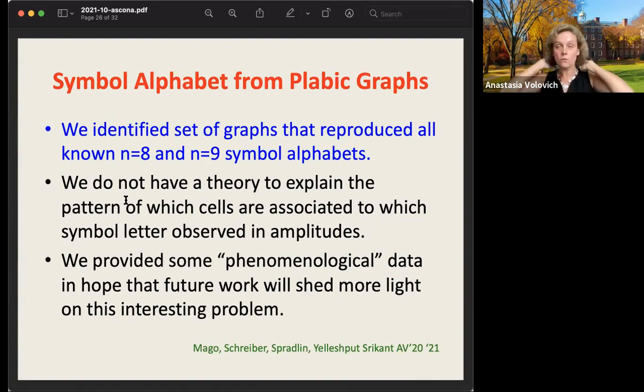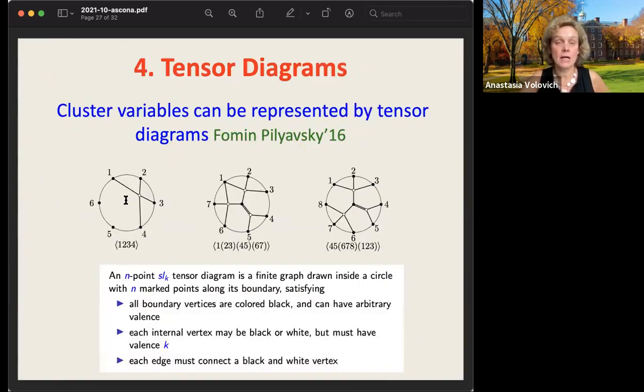So what we've done so far, we identified a set of graphs that reproduce all known 8 and 9 symbol letters. And of course, eventually we want to solve all n. So a lot more work would be required on both sides, on the amplitude side and on the Plabic graphs side. And then let me quickly flash my second approach.